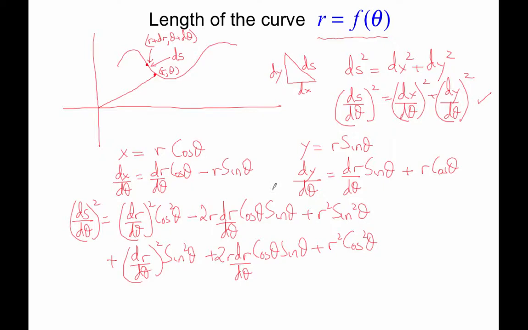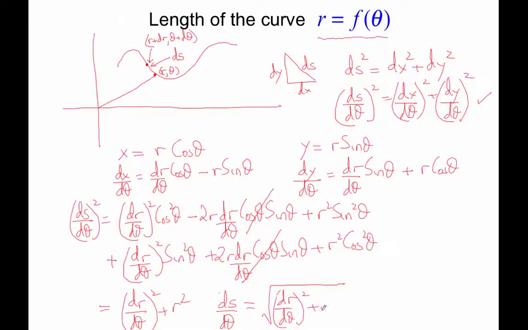Now clearly this and this cancel. Also (dr/d theta) squared can be taken common, this cos squared theta plus sine squared theta, which is 1, and similarly here r squared has sine squared plus cosine squared theta. So this then gives us (dr/d theta) squared plus r squared. And so we have the important result that ds by d theta is the square root of (dr/d theta) squared plus r squared.